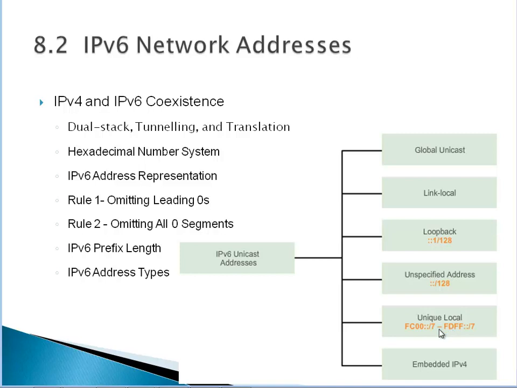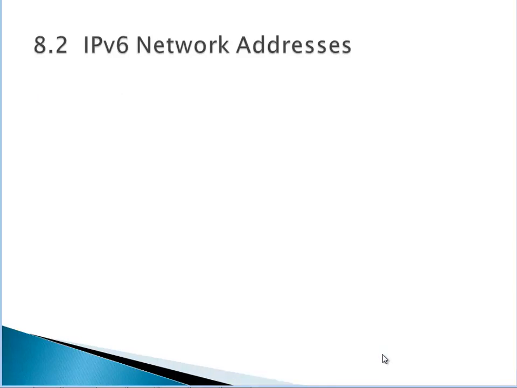Then we have unique local addresses. Unique local addresses start with FC00 up to FDFF. Unique local addresses are like private addresses in IPv4, but they are not really preferred in IPv6. And then we have embedded IPv4 addresses. Embedded IPv4 addresses are IPv6 addresses that have an IPv4 address embedded inside them.